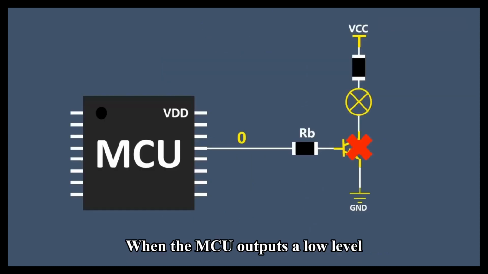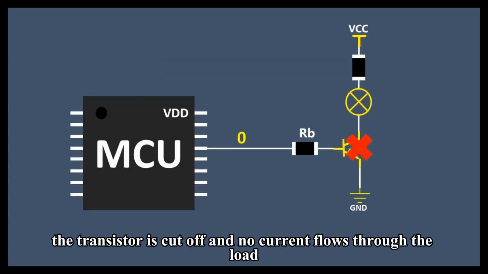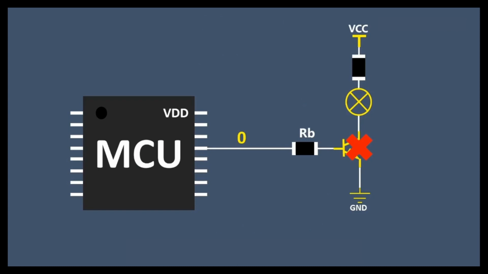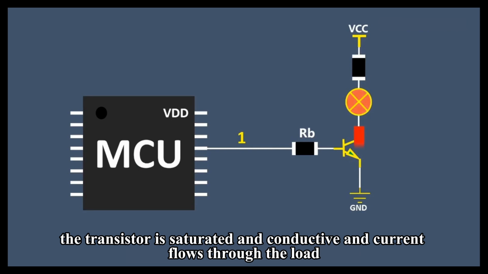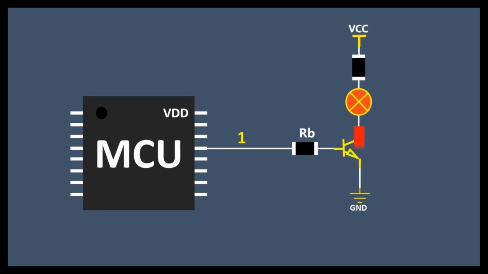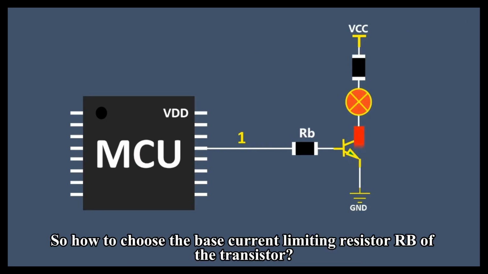When the MCU outputs a low level, the transistor is cut off and no current flows through the load. When the MCU outputs a high level, the transistor is saturated and conductive, and current flows through the load. So how to choose the base current limiting resistor RB of the transistor?